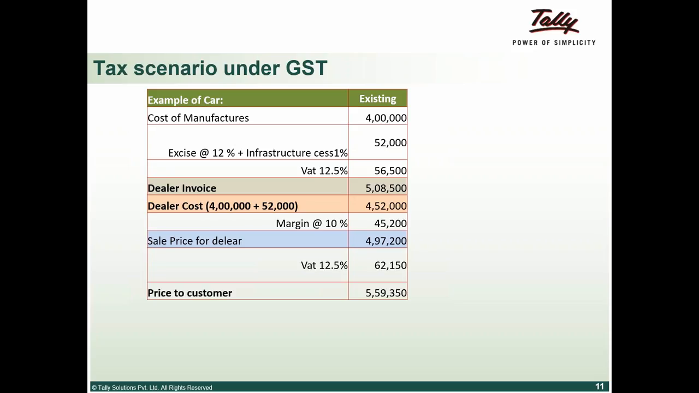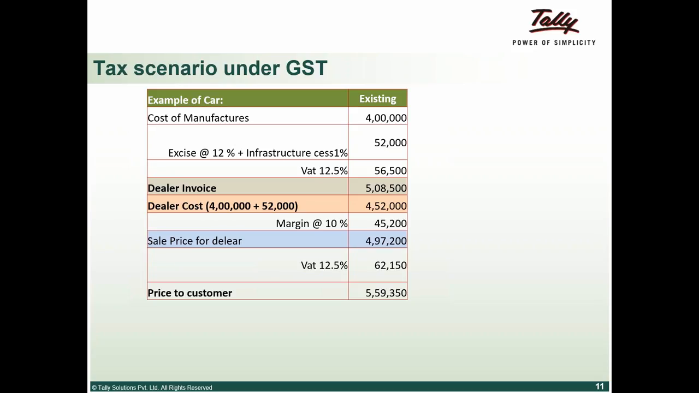So the excise is at 12% and then there is infrastructure cess of 1% that is going to be applicable, right? So if you add this, then the excise duty is going to be 52,000. Okay. Now VAT is computed on what? VAT is going to be computed on 4 lakh plus 52,000. On 4 lakh 52,000, VAT is charged at 12.5%, which is 56,500. So what is going to be the total dealer invoice value, or the amount that the dealer is going to pay the manufacturer?